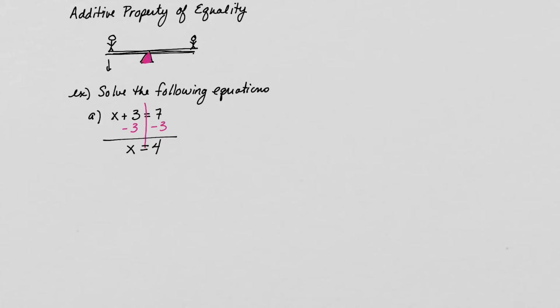And the cool thing about solving equations is you can always check your answer. So we can check to see if it works by checking, does 4 plus 3, does that actually turn out to be equal to 7? And yes, 4 plus 3 is 7. So that does work out, which makes us happy and everything works fine. So let's look at some more examples.